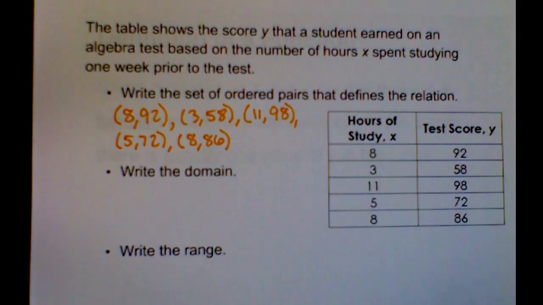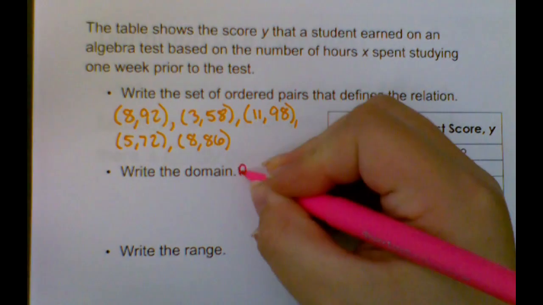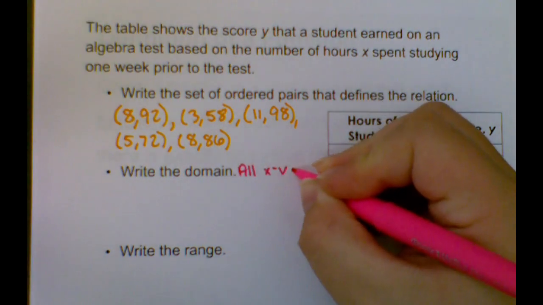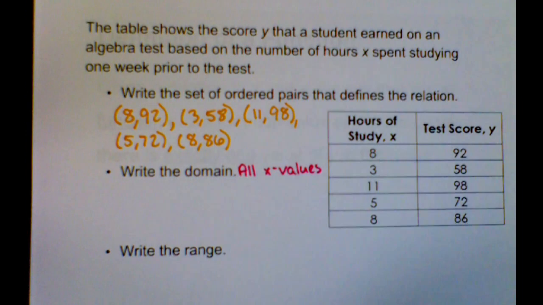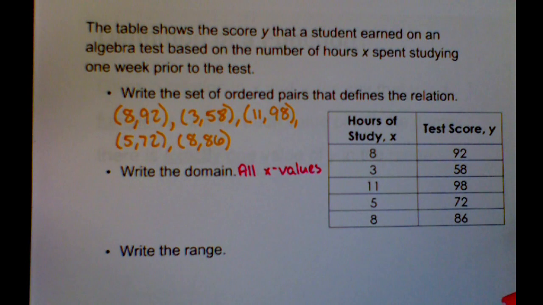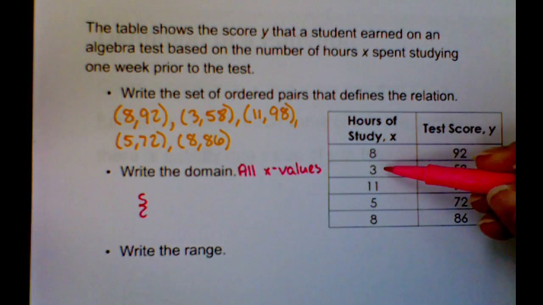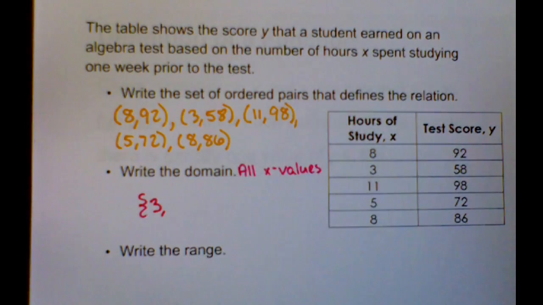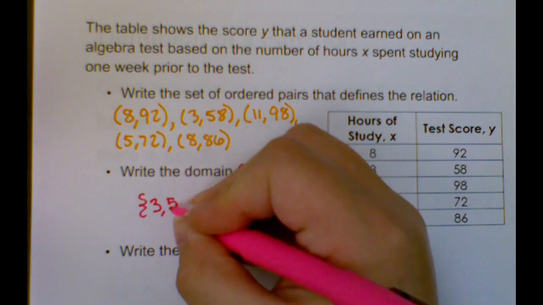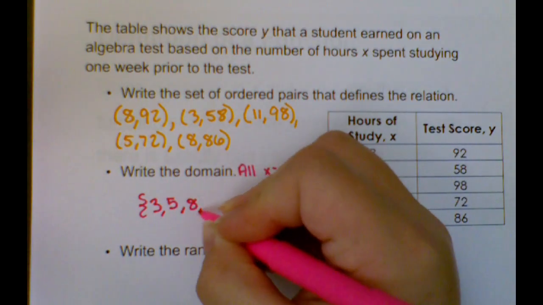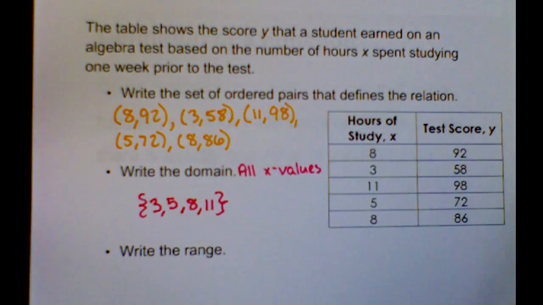The next question asks us to write the domain. Now, a quick reminder that domain is all possible x values. And generally, we're going to want to put our domain in order from smallest to largest. Since this is just these certain sets of numbers, we're going to put them in these braces. So our smallest number in the domain is 3. And then we have a 5. And then an 8 and 11. And there's our domain: 3, 5, 8, and 11.